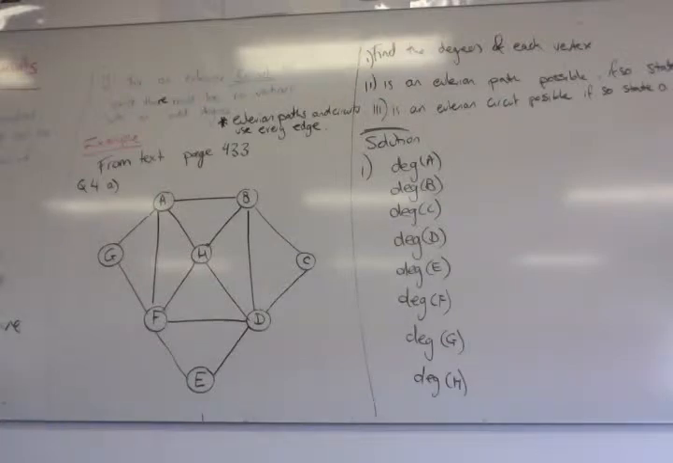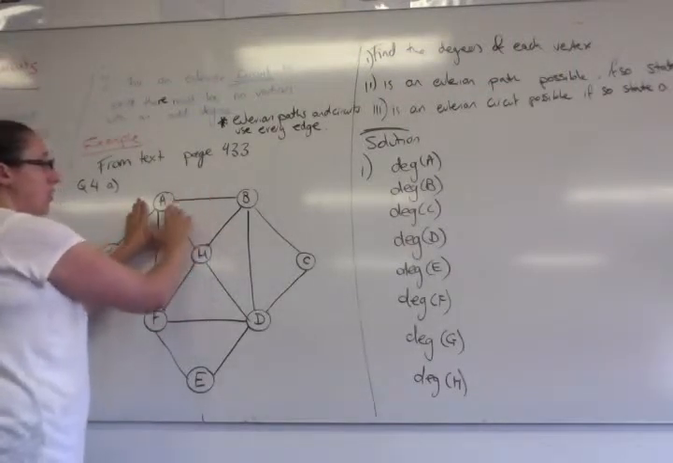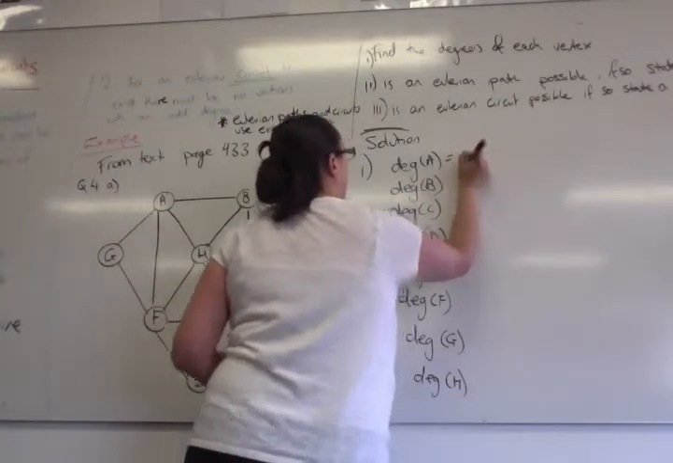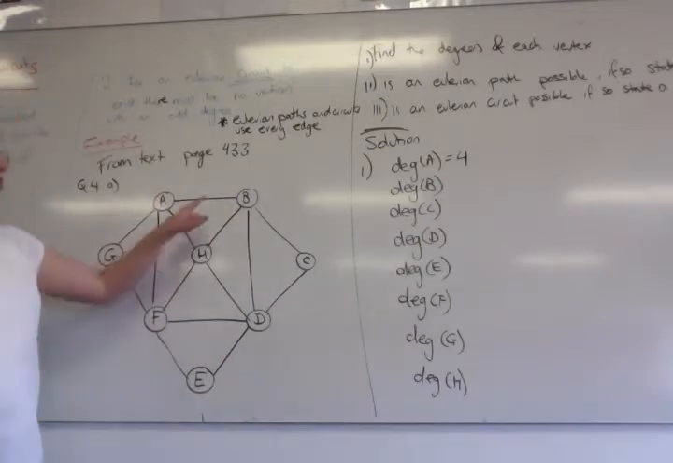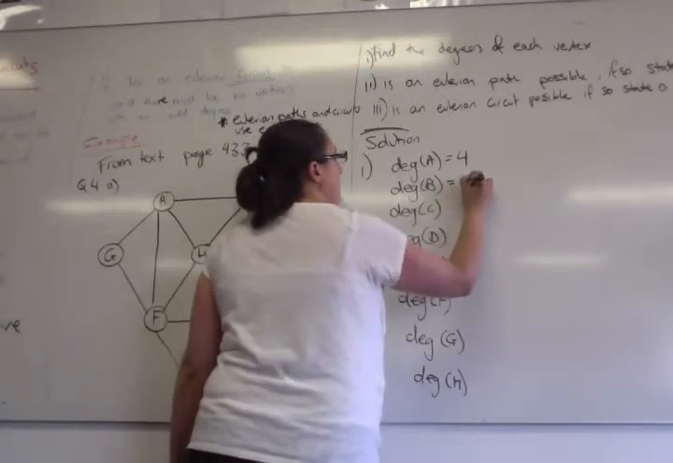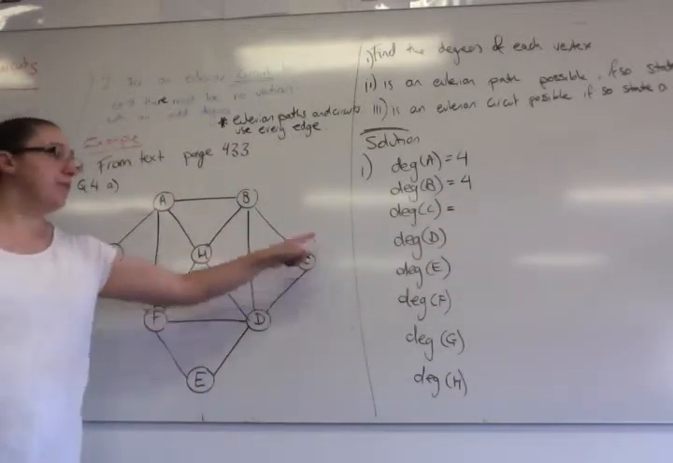Alright, so you have all your vertices marked out to find the degree. So let's start finding the degree of each one. What's the degree of A? Looking at A, if you just look at how many edges there are, 1, 2, 3, 4. So we're looking at a degree of 4 for A. B, what's the degree of B? 4. 4 again. The degree of C? 2.